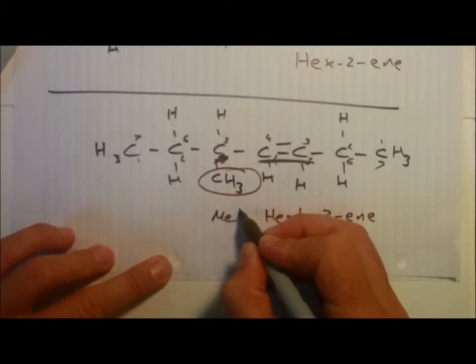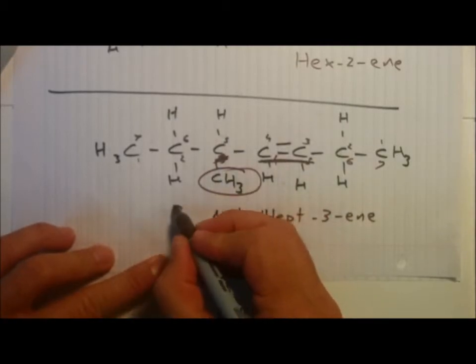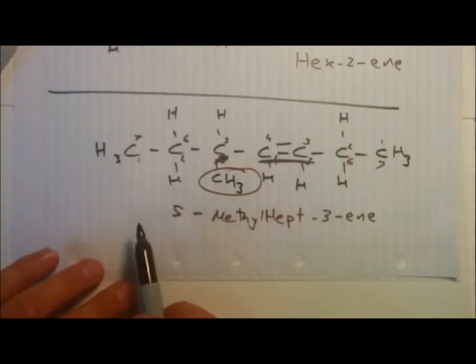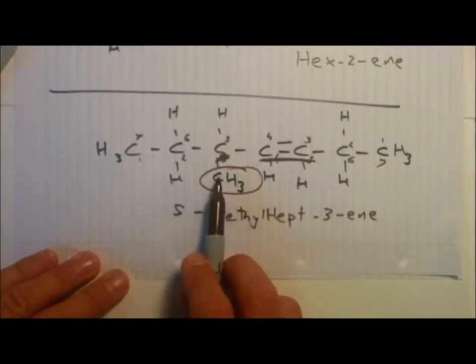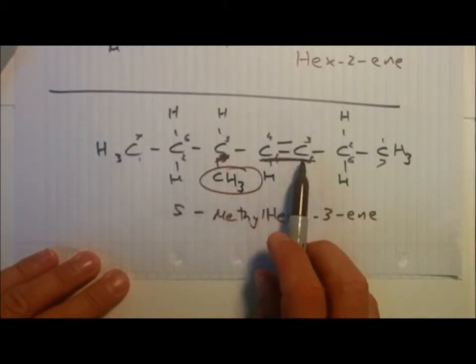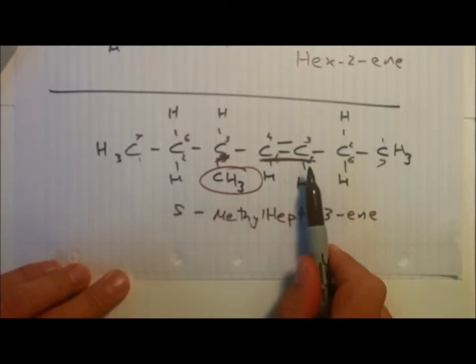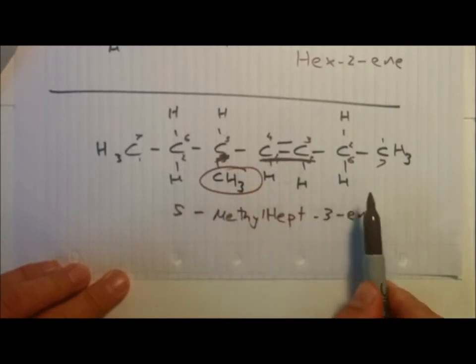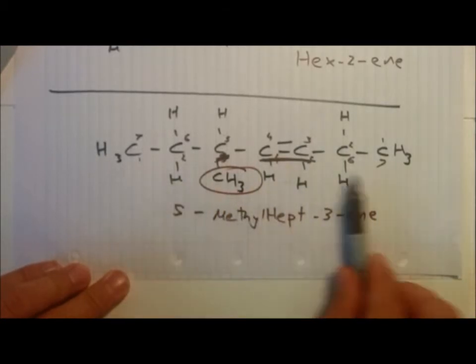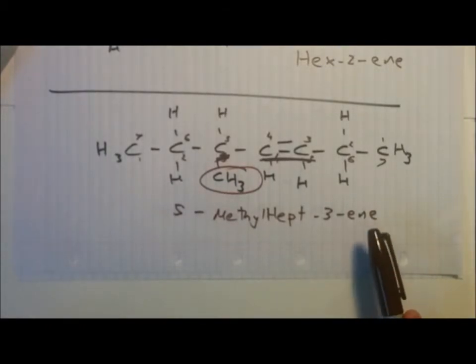You'll also notice that there is a methyl group on it, and we're numbering from this way, so it would be methyl, and it is on the 5th carbon, so it is 5-methyl. Now, I know you could number it this way, and you would have 3-methyl hept-4-ene. However, you want to number it this way because the double bond is more important than the methyl group. So you need to start numbering from the end, which will give the double bond, the alkene part, a lower number.